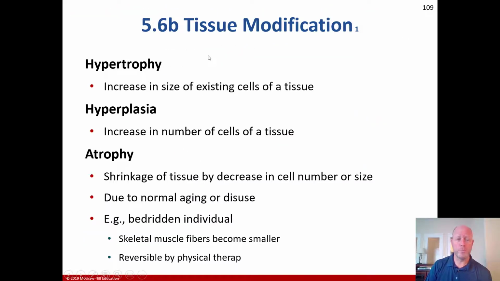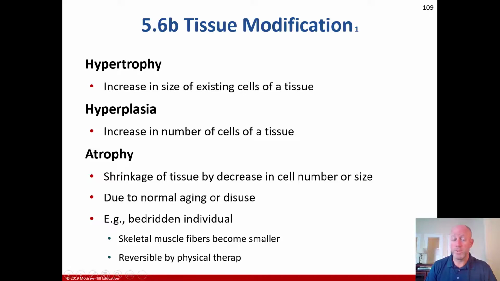So, tissue modification. Hypertrophy is the increase in size of existing cells of a tissue. Hyperplasia is an increase in number of cells of a tissue. Atrophy is the shrinkage of tissue by decreasing the cell number or size with normal aging or disuse, like a bedridden individual. Skeletal muscle fibers become smaller.